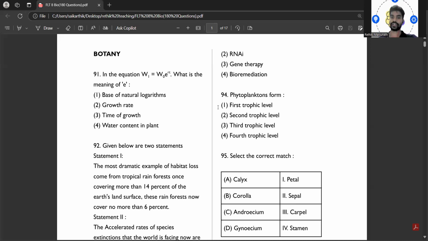Today we are here discussing the botany topic. So without delaying, let us move on to the questions and we'll try to solve the proper answers for it.